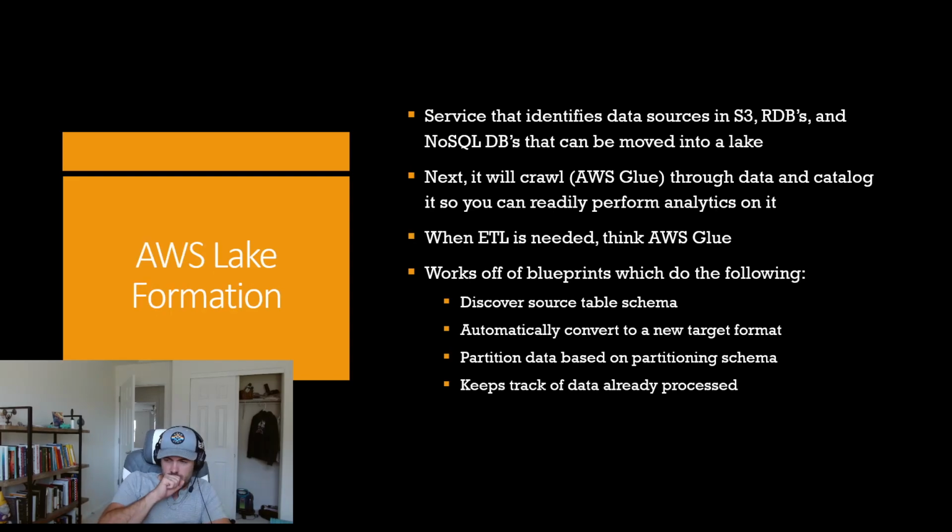AWS Lake Formation is a service that identifies data sources in S3, RDS, relational databases, and NoSQL databases that can be moved into a lake. Once it identifies those candidates, it will do what's called crawling using another service called AWS Glue, which we definitely don't need to talk too much about. It crawls through this data and then catalogs it so you can more readily perform analytics on it. So it makes your lake a little more structured. And when ETL is needed, think AWS Glue. That's Glue's main job: ETL operations.